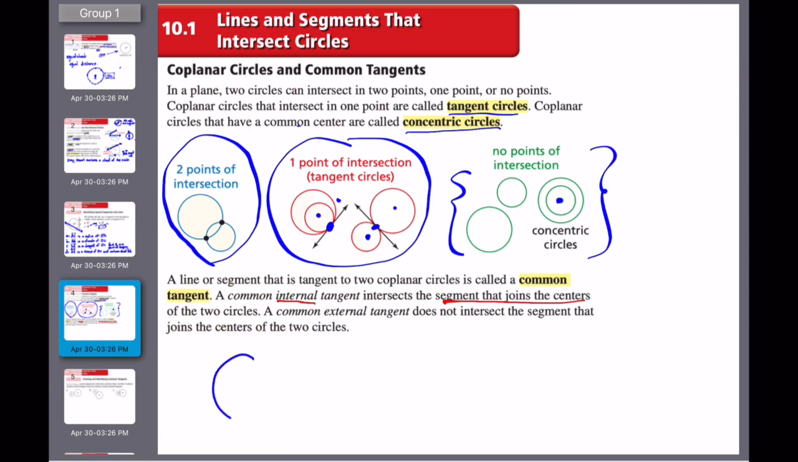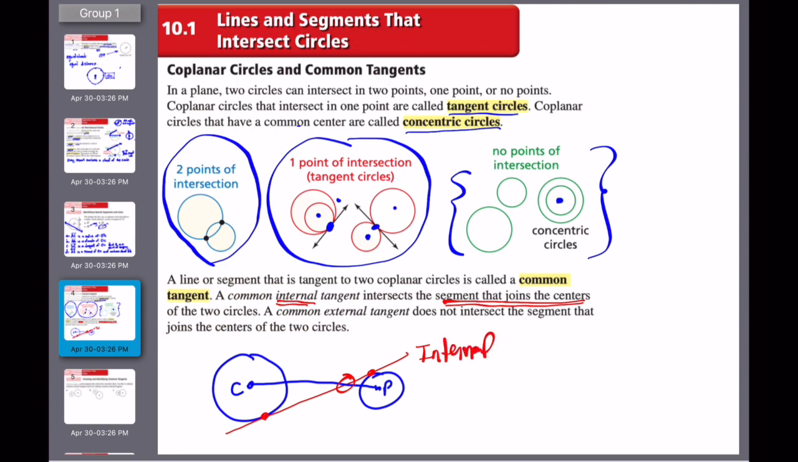All right, so we're going to draw 2 circles. I'll call this circle C, and I'll call my other circle circle P. And if I draw a tangent between these 2 circles, that means it's a line that touches each circle at exactly 1 point. That makes it a tangent of the 2 circles. It is a common tangent, but now we're going to show that it is an internal common tangent, because if I draw the segment that connects the center of these 2 circles, we see that these lines intersect, so that makes this an internal common tangent.